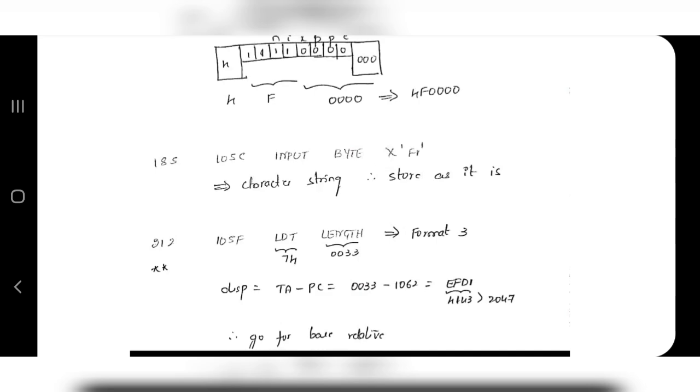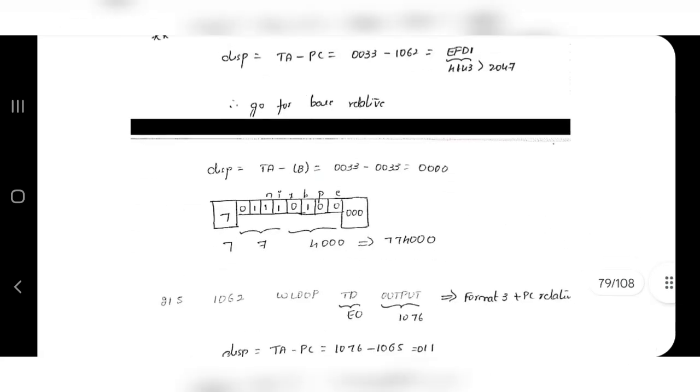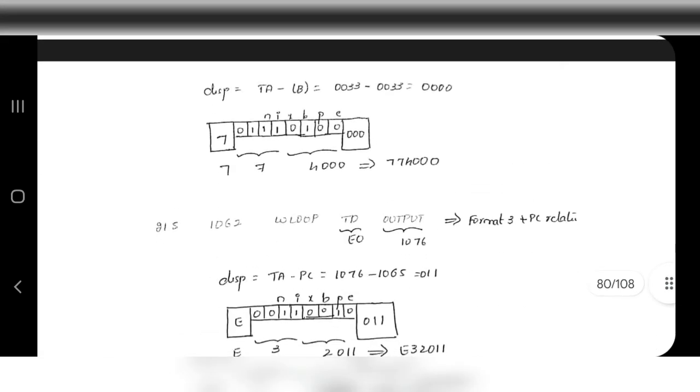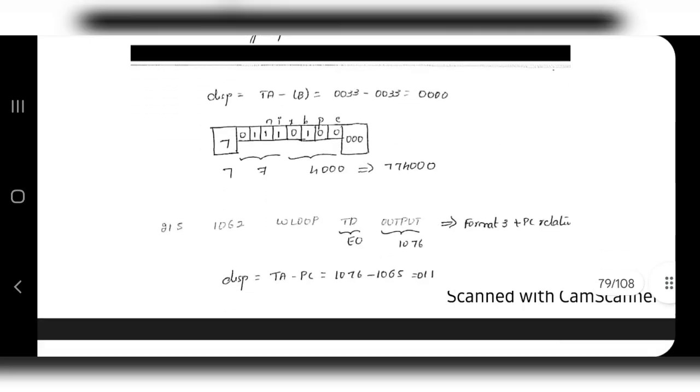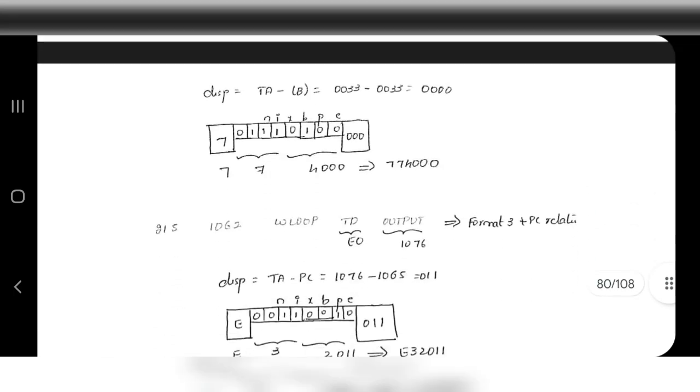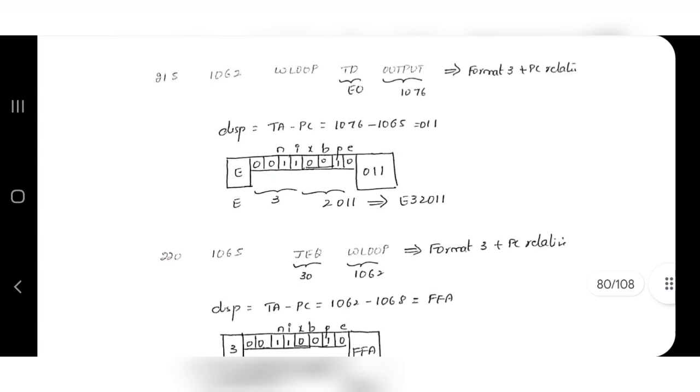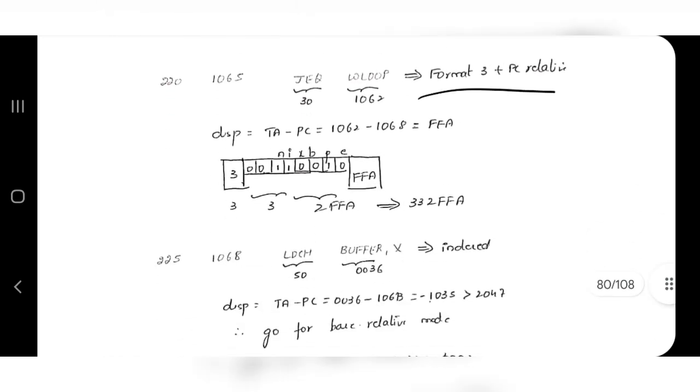And here also it's increasing, like in 212 the length is increased. So what we do here is, if the length is increased, go for base relative, and the base relative answer will be written here. Same as we have discussed in the previous case. It is the same thing, format 3 plus pc relative, same as the previous one.